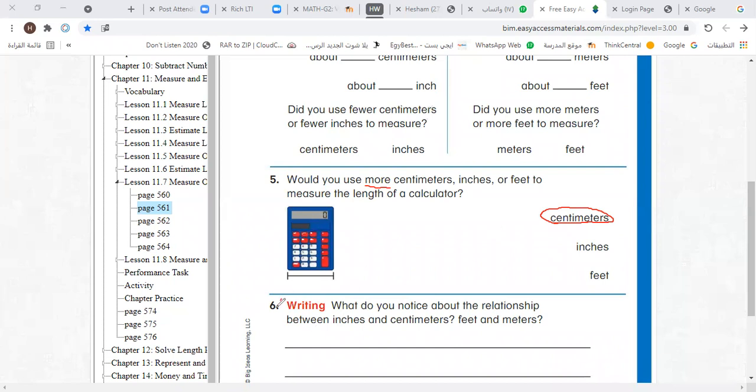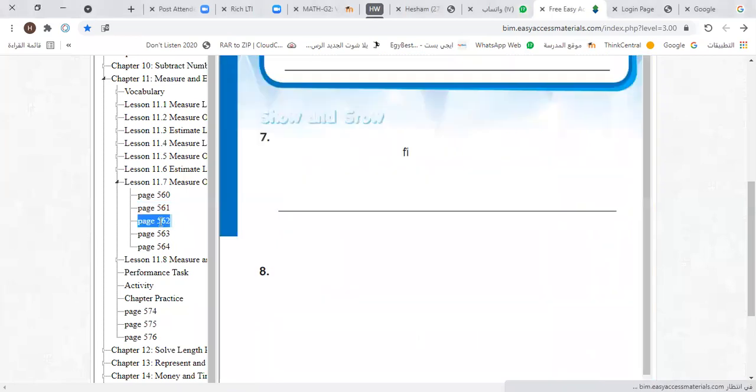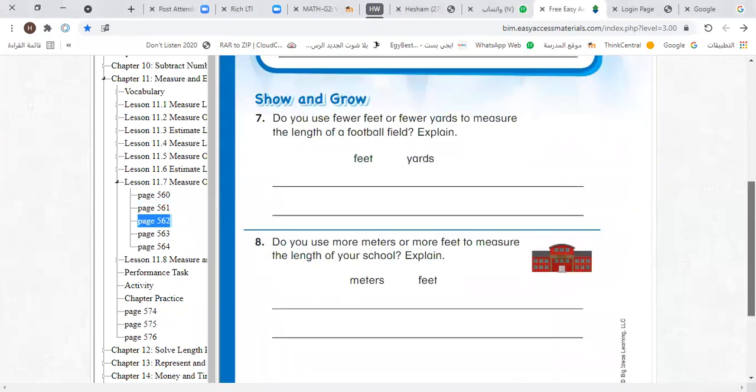Okay, now skip number 6 and let's move to the next question. Let's move to the next page, grade 2. Question number 7. Do you use fewer feet or fewer yards to measure the length of a football field?